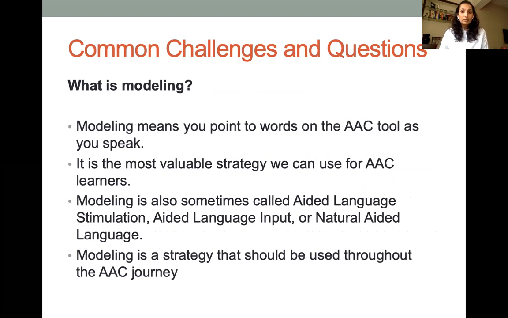So what is modeling? Okay, modeling means that you point to words on the AAC tool as you speak. And it's the most valuable strategy that you have for AAC learners. It's also called aided language stimulation, aided language input, or natural aided language. Okay, and it's to be used throughout the AAC journey.